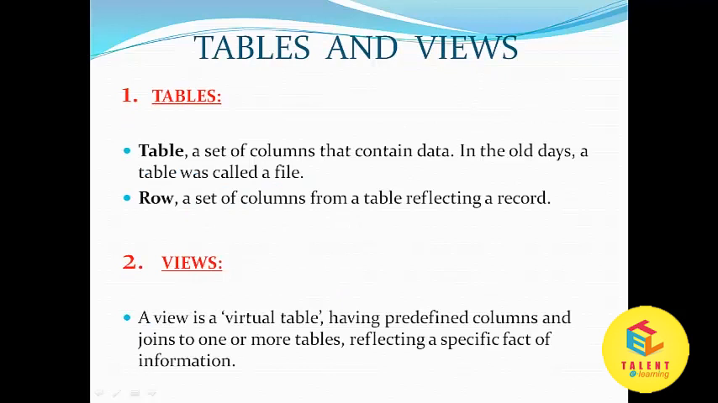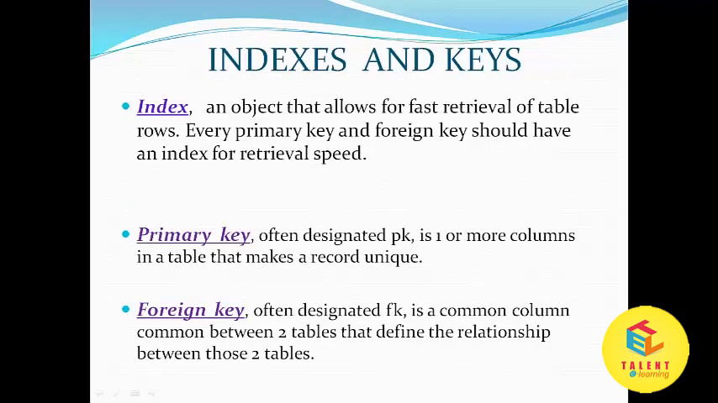Then next concept is tables and views. First, tables. Table, it is a set of columns that contain data. In the old days, a table was called a file. Row. It is a set of columns from a table reflecting a record. Second, views. A view is a virtual table having predefined columns and joins to one or more tables, reflecting a specific fact of information.